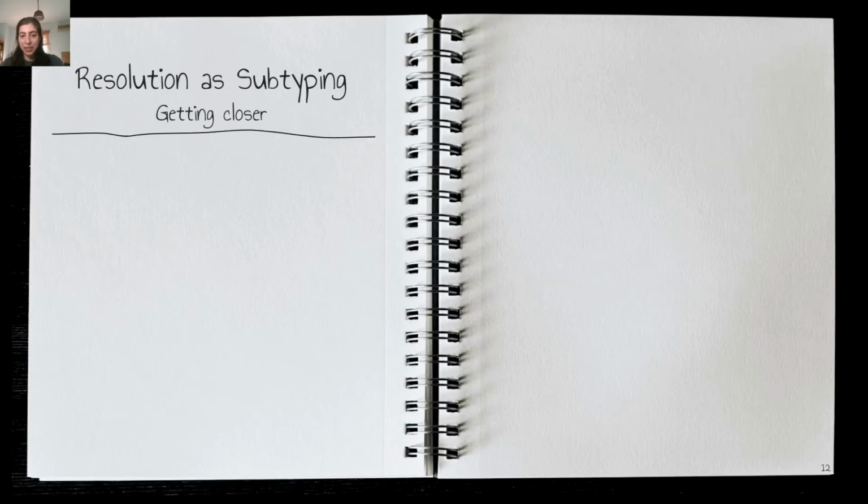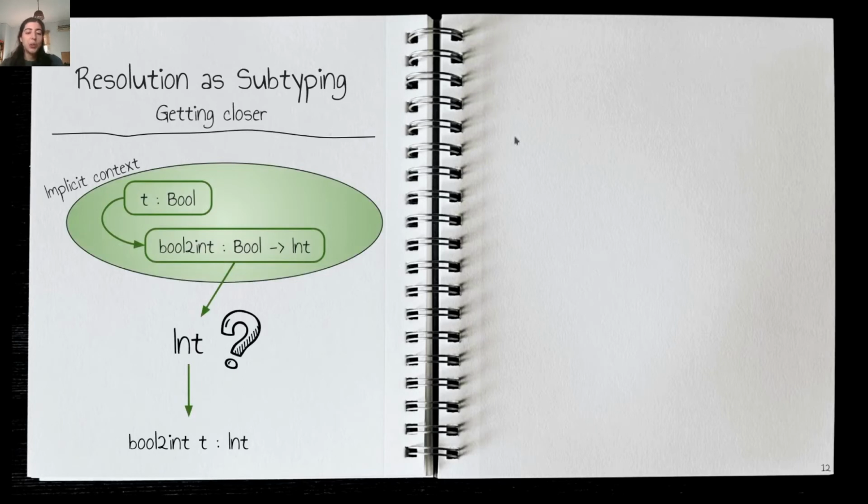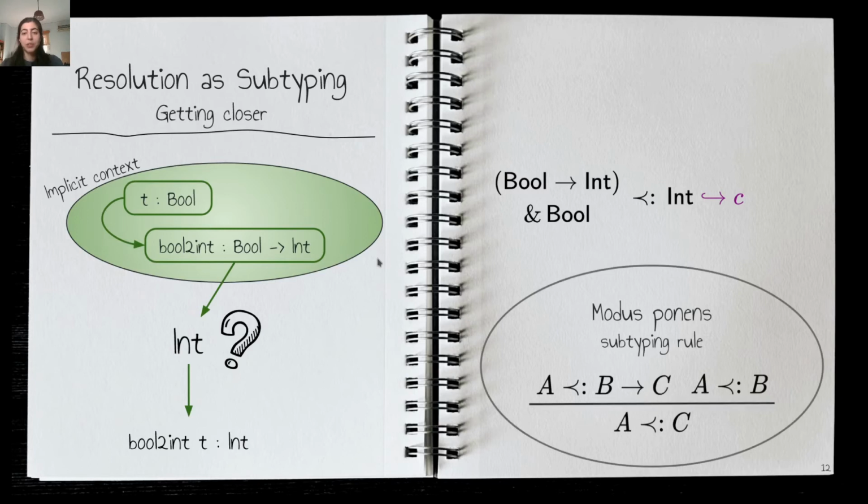There is still an ingredient missing, which is that if resolution can infer an integer from an implicit context that contains a boolean and a bool to int function, then subtyping should be able to do the same. For that reason, we extend the subtyping relation with a rule that resembles Modus Ponens from logic and simulates the kind of inference happening in resolution. This rule expresses that if a type is a subtype of a function type, and it is also a subtype of the function's domain type, then it is also a subtype of the function's codomain type.